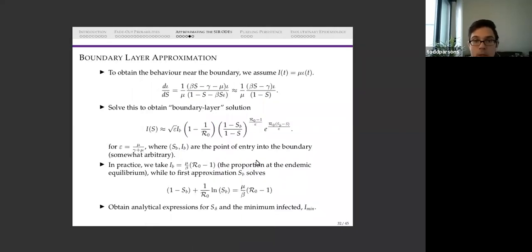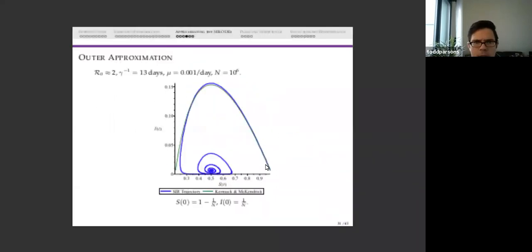And this is basically going to allow us to get a characterization of the behavior of the differential equation at the bottom. What we do then is we solve the equation from Kermack and McKendrick.